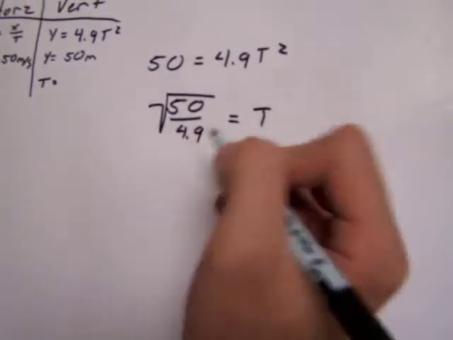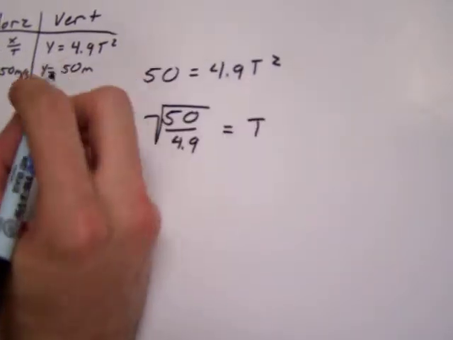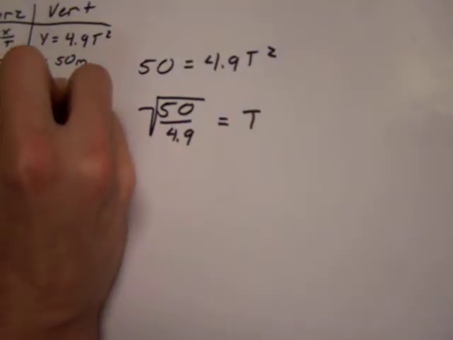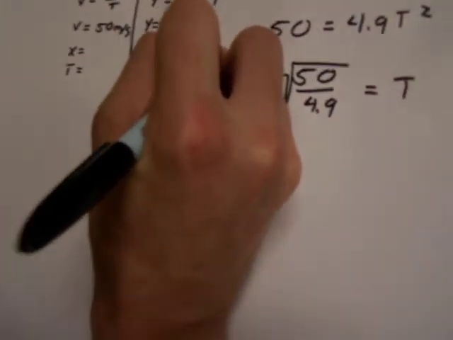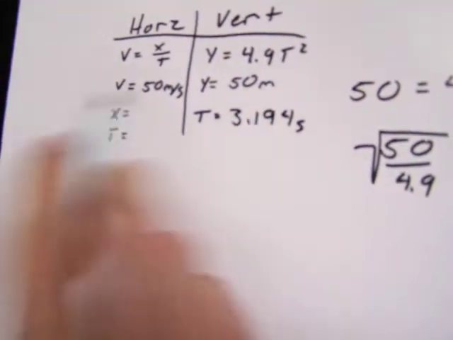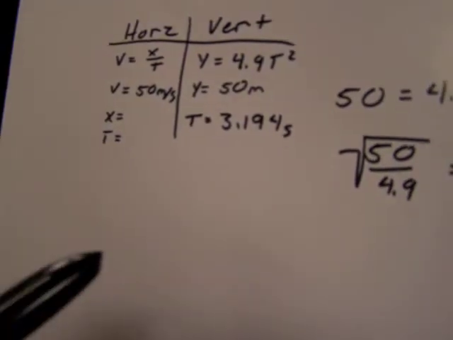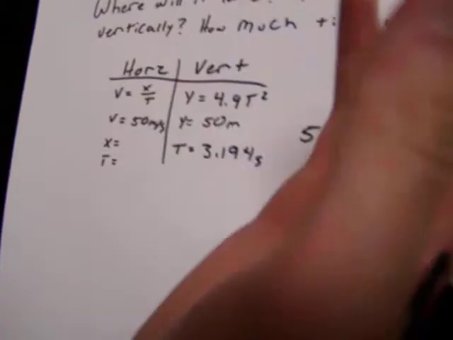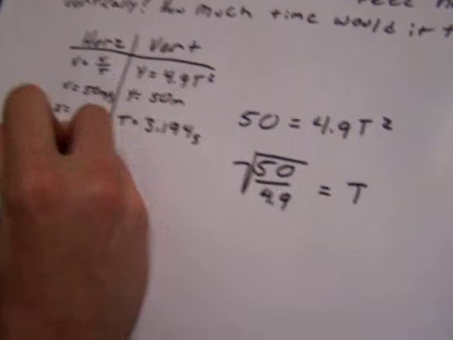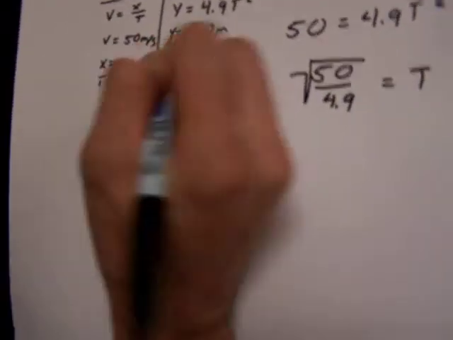And the time ends up being 3.194 seconds. And since the object will continue along, it will have the same time, so it will be 3.194 on this side also.